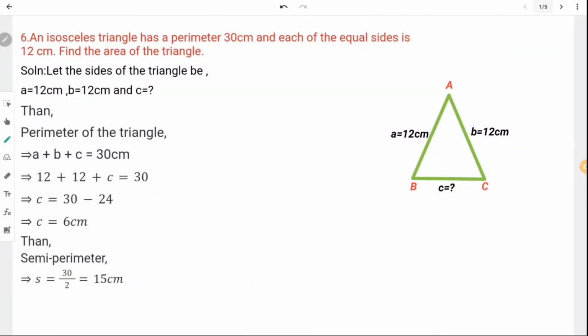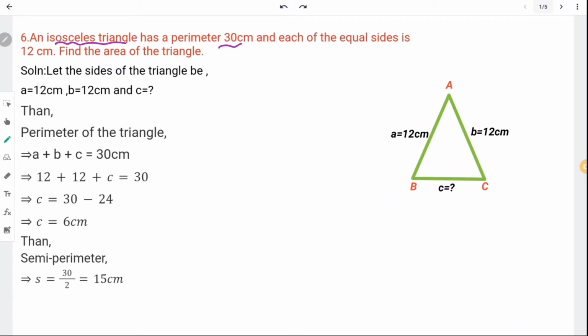Alright, continuing with chapter exercise 12.1. Question number 6. An isosceles triangle has a perimeter, so boundary. Boundary means what? AB plus BC plus AC. When we add that, how much is it? 30 centimeter. And each of its equal sides is 12 centimeters.